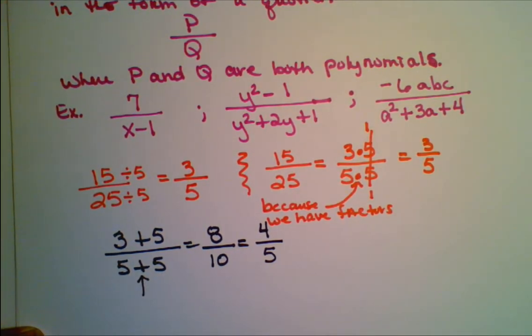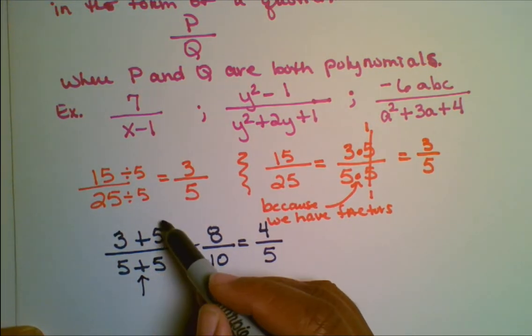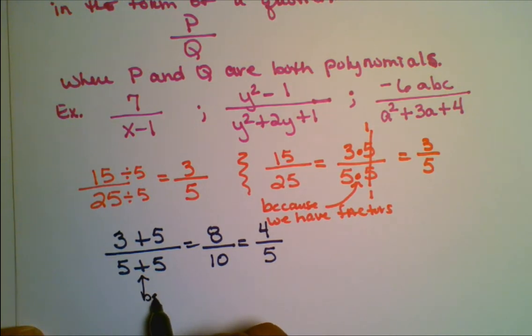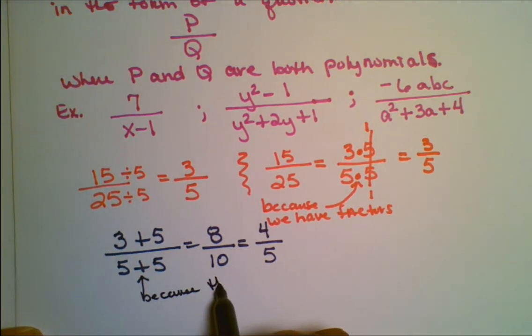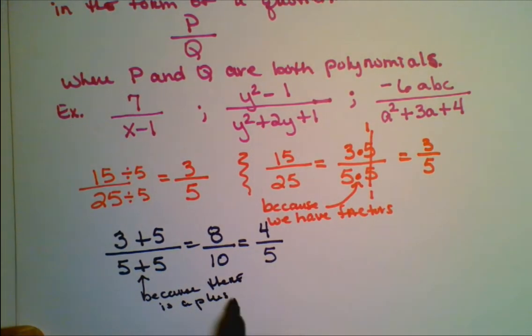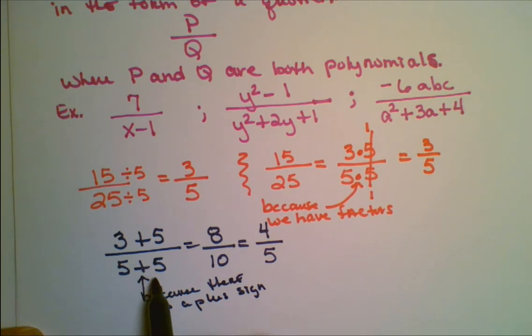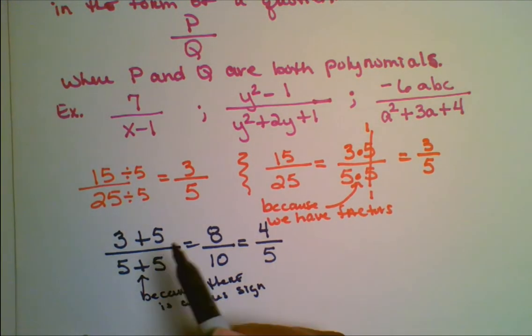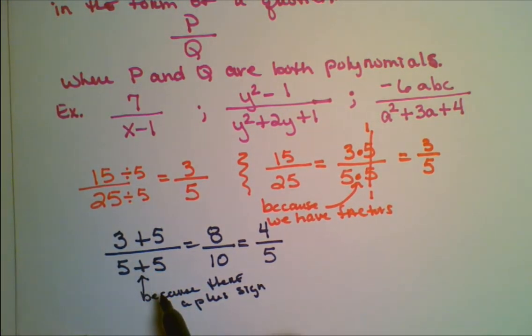But I want to stay on this fraction, 3 plus 5 over 5 plus 5. You just said that we're not to divide out the fives because there is a plus sign. Because there's a plus sign, that does not allow us to divide out the fives here. So all we can do is just add here.